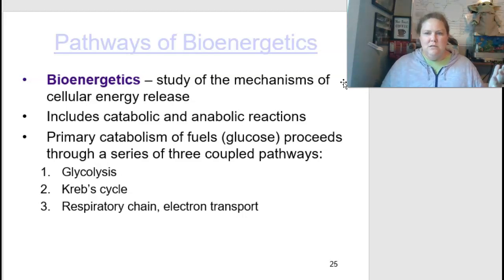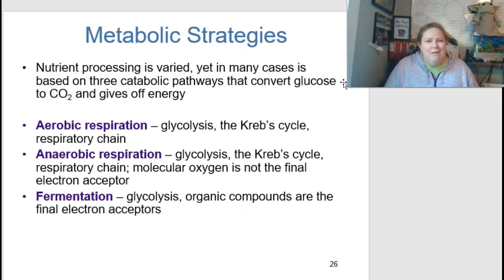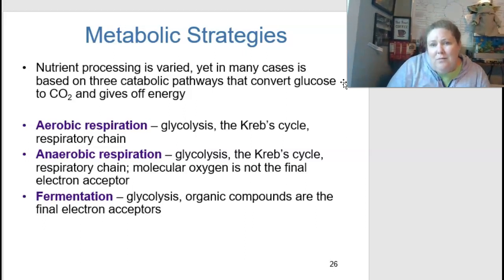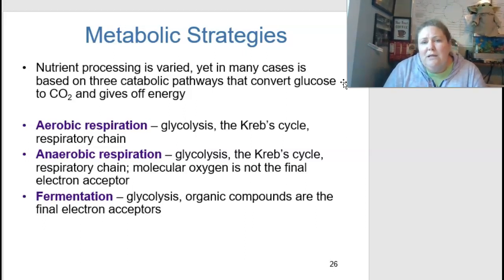Step 1 is glycolysis. Step 2 is the Krebs cycle, also called the citric acid cycle, CAC. And step 3 is the respiratory chain or the electron transport chain. This is nicely summarized in figure 8.16 in your book. Looking specifically at the metabolic strategies, the nutrient processing is varied. In many cases, it's based on 3 catabolic or breakdown pathways that convert glucose to carbon dioxide and also give off energy. Those 3 pathways are aerobic respiration, anaerobic respiration, and fermentation.